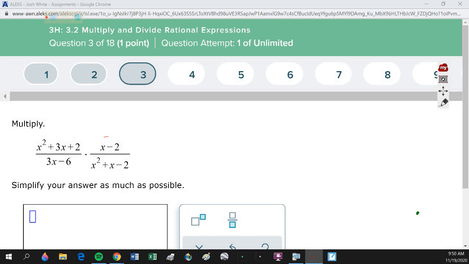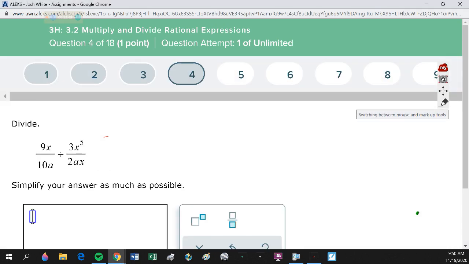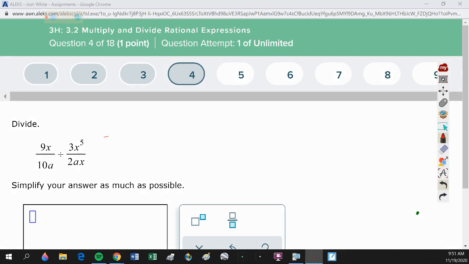Okay. How do we divide two fractions? Flip the second one upside down. Does it matter which one you flip? Yes. If you flip the first one, your answer will be upside down. So 2ax and 3x to the 5th.